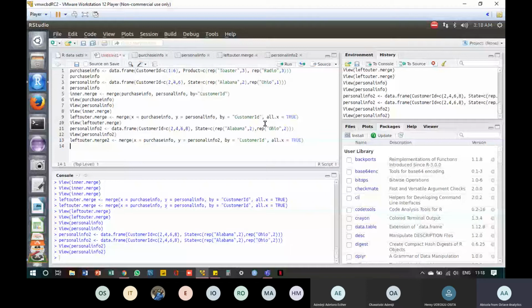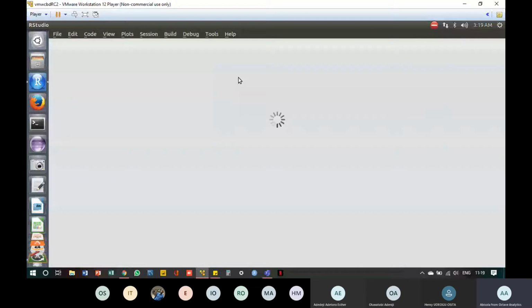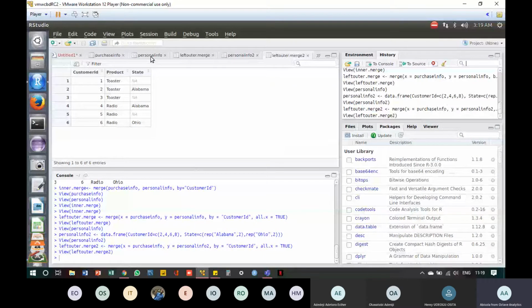Here. You see that it didn't add the 8. So why didn't it add the 8? Because I have 8 in personal info 2, right? I have 8 in personal info 2. Okay. But why did it not come up in my left outer merge? This is because 8 is not common to purchase info. So it only takes in values that are common.